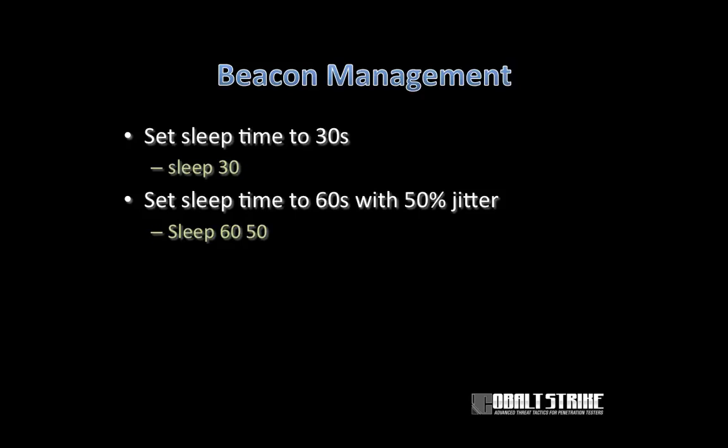Something else you're going to want to know is how to change the sleep time for your beacon. You can do that with the sleep command. Type sleep 30 to make the beacon sleep for 30 seconds in between attempts to call home. You can also specify a jitter factor. Just do sleep 60 50 in this case, and that will set the sleep time to 60 seconds with a 50% randomization, meaning the beacon's going to call home between 30 and 60 seconds each time.